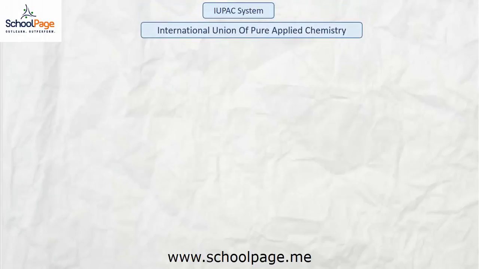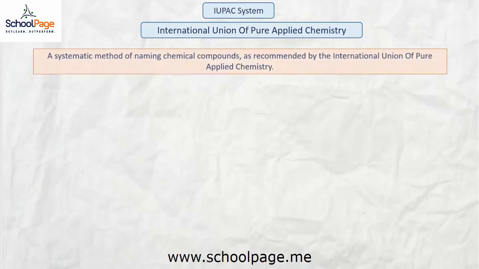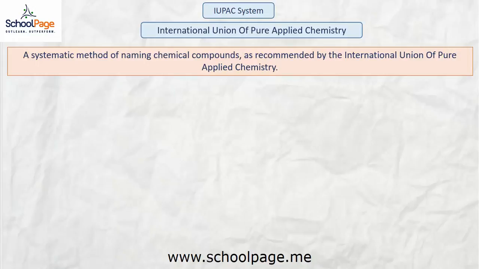IUPAC is the International Union of Pure and Applied Chemistry. The naming system is a systematic method of naming chemical compounds as recommended by the International Union of Pure and Applied Chemistry. So this system is the more accurate and more scientific method of naming organic compounds. And when an organic compound is named based on the rules of the IUPAC, the compound gets a unique name which is the same throughout the globe. Now let's have a quick recap of the rules.